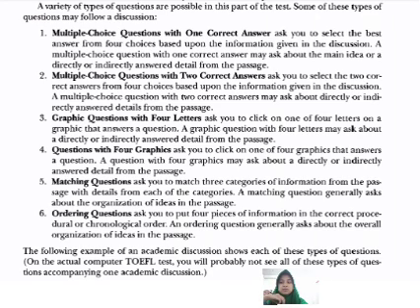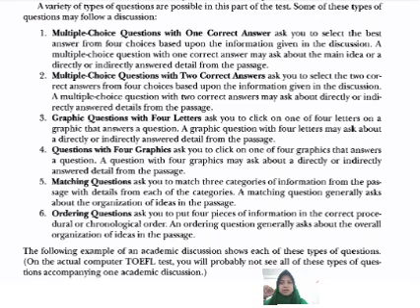Third, graphic questions with 4 letters ask you to click on one of 4 letters on a graphic that answers a question. A graphic question with 4 letters may ask about directly or indirectly answered detail from the passage. Fourth, questions with 4 graphics ask you to click on one of 4 graphics that answers a question. A question with 4 graphics may ask about a directly or indirectly answered detail from the passage.